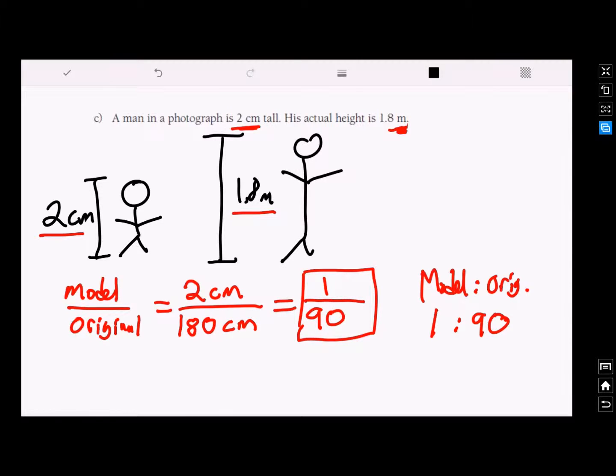Okay. There we go. And that's how we can calculate scale factors using information given to us from the problems. Just remember, the equation is just model divided by original. And if you mess it up and go original divided by model, it doesn't make that big a difference. It just means that the numbers will be in slightly different spaces.